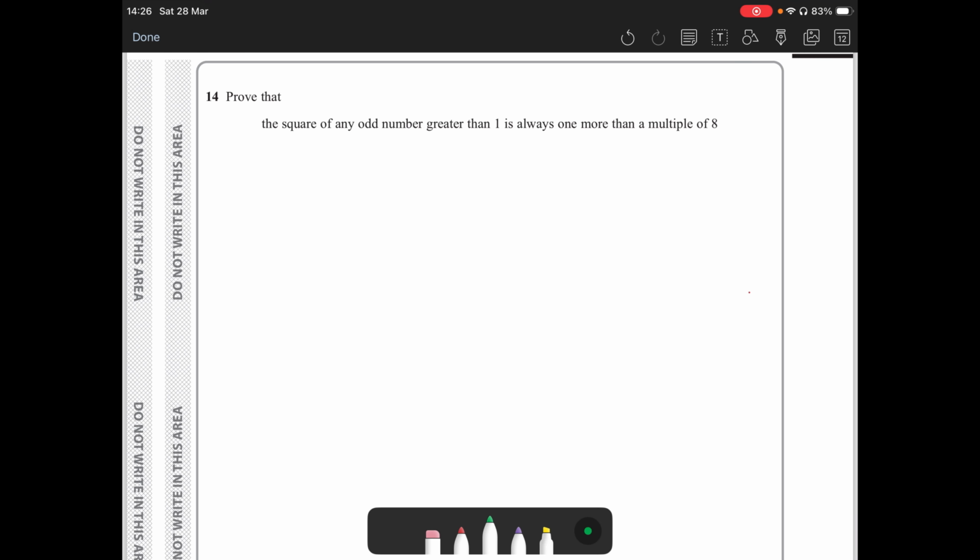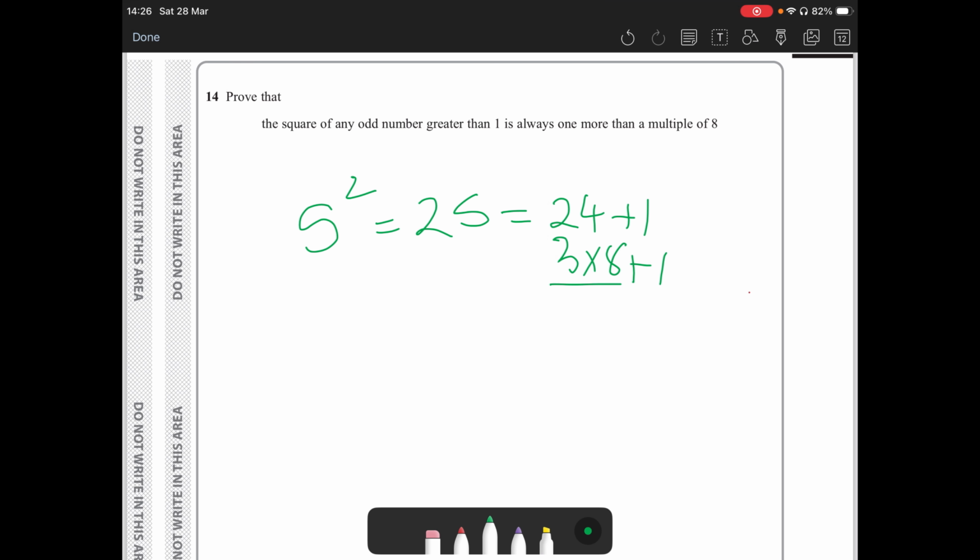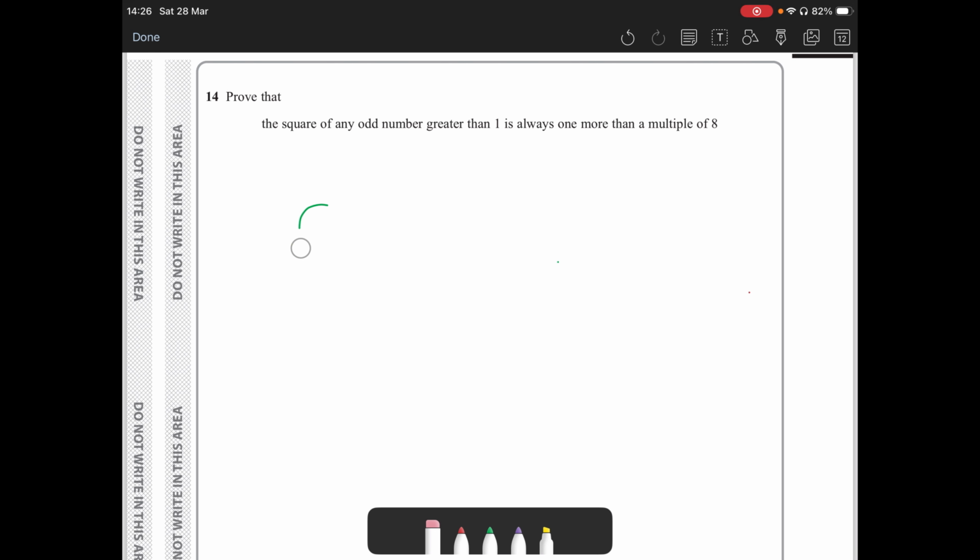So if you did that, even if you said 5 squared, 25, and that's 24 plus 1. Yes, I get it, because 3 times 8 plus 1. Yeah, it's one more than a multiple of 8. I'm not saying you're wrong. You are demonstrating it in action, but you are not proving it's true for all values of x. You've only proved it for one or maybe two values of x. For all of them, you have to use algebra. So let me preface this by saying you must use algebra.